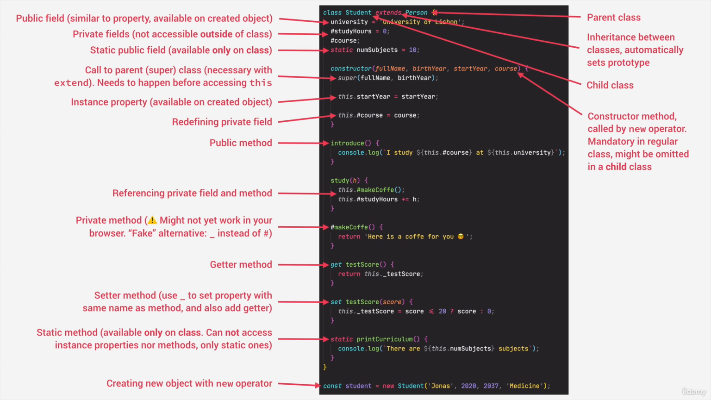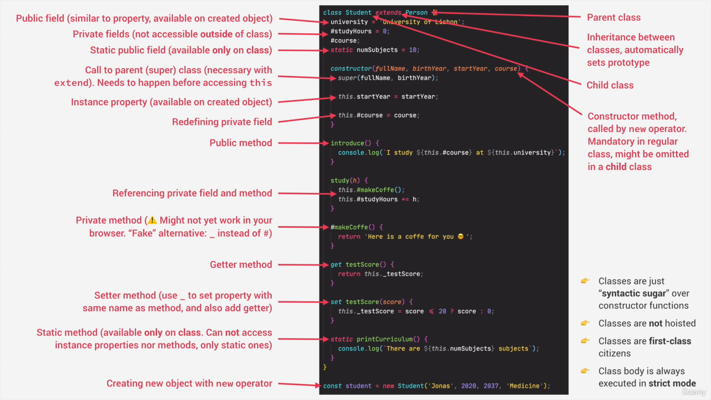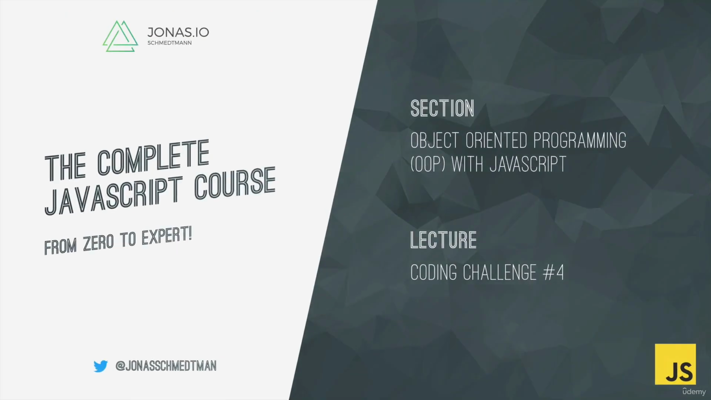Finally, this is how you then create a new object using the new operator. And so this should be nothing new at this point for you. Now, here is just a couple of things that we need to remember about classes and that I actually already mentioned before as well. So keep in mind that classes are really just syntactic sugar over constructor functions. Also, classes are not hoisted, they are first-class citizens, and the class body is always executed in strict mode. Okay? And there you have it. This is an overview and also a summary of the entire syntax of classes in JavaScript.